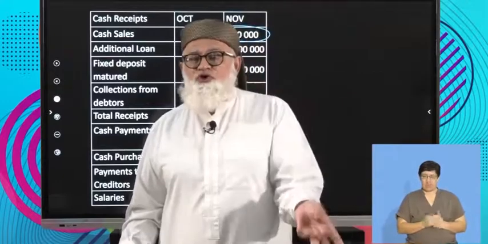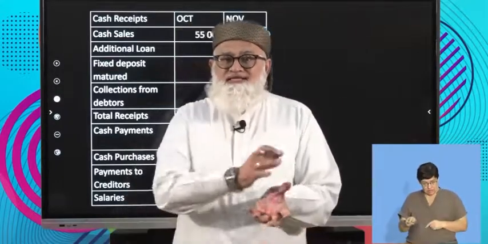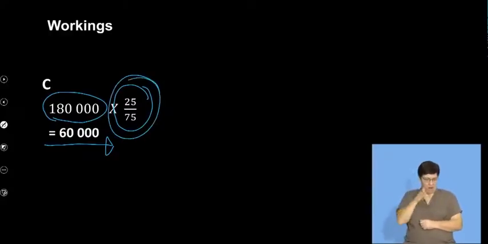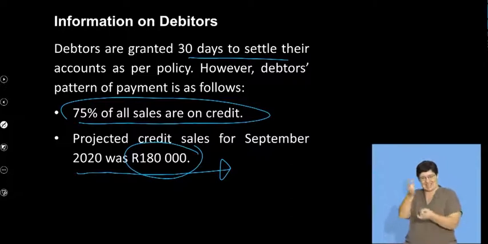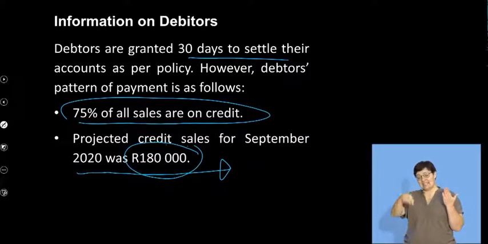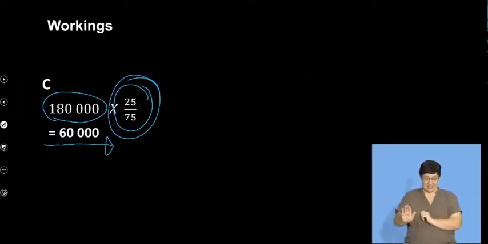So if you are given your credit sales, you know that equals 75%, therefore the cash sales would be 25%. And that is why the calculation looks like this here, right? The credit sales component was 180,000 Rand, based on the information. You can clearly see projected credit sales was 180,000 Rand. Therefore, using that, you can calculate your cash sales figure. Therefore, you have a cash sales figure of 60,000 Rand.